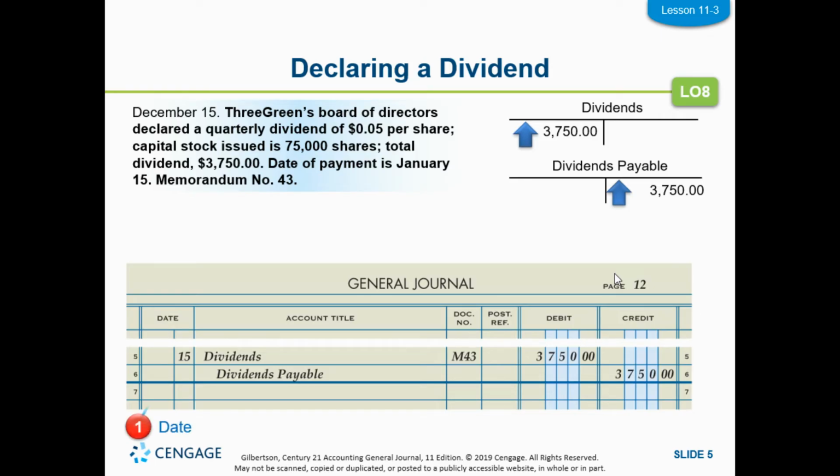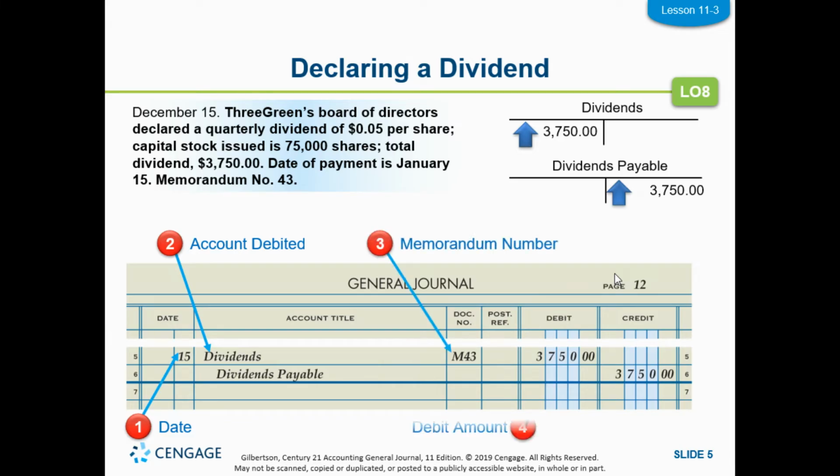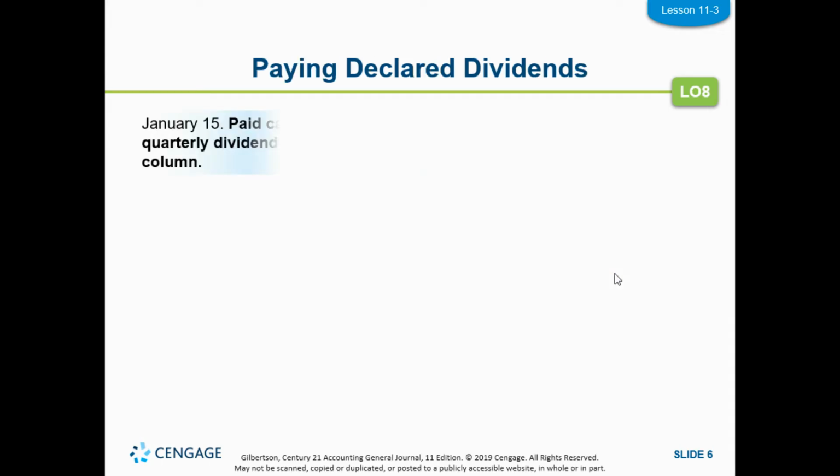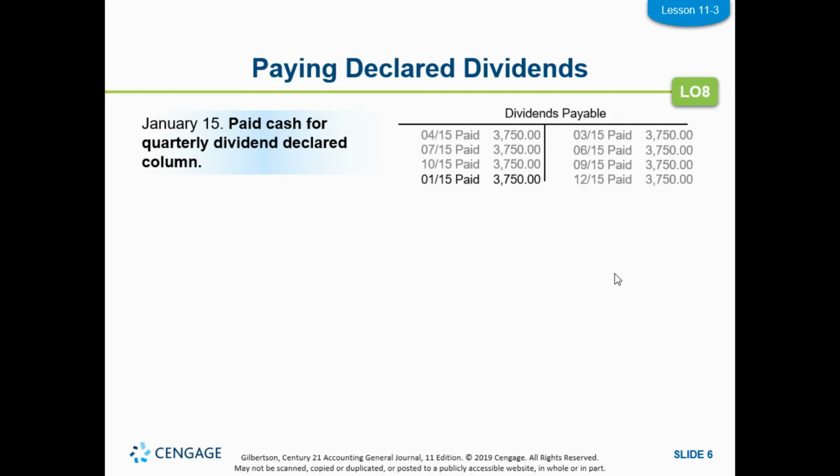So here you go, date, account debited is dividends, a contra capital account. Account credited is dividends payable. There's our memo, there's our debit, there's our account credited, and there's our credit. It's like we've done before. General journal, journalizing a dividends payable. Okay, then when we go and pay that, you can probably guess what we're going to do there.